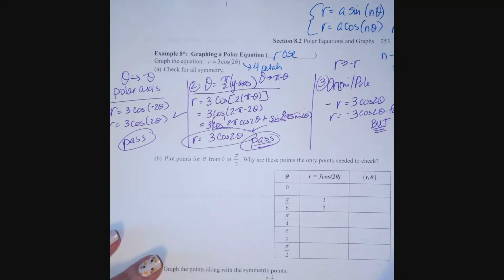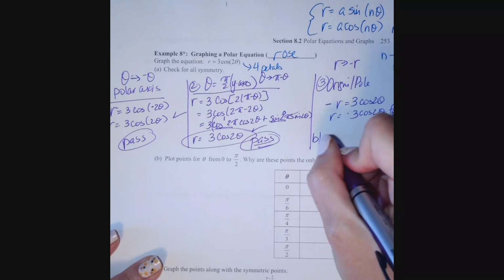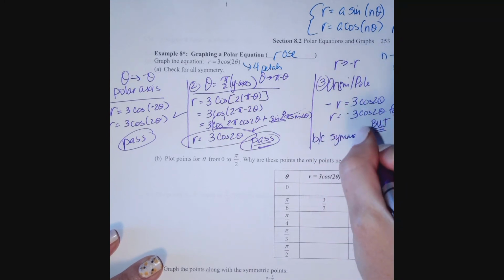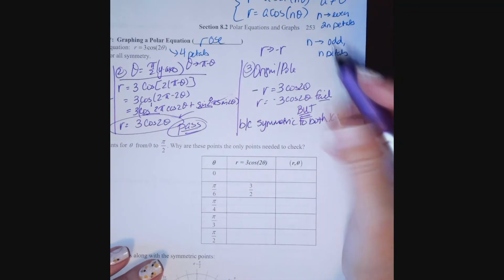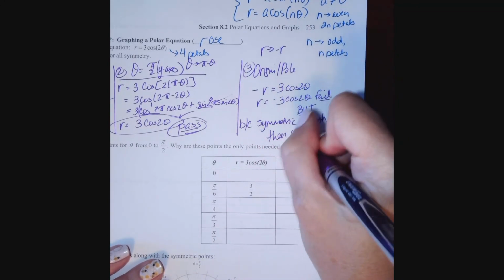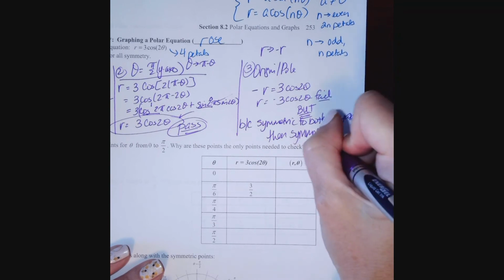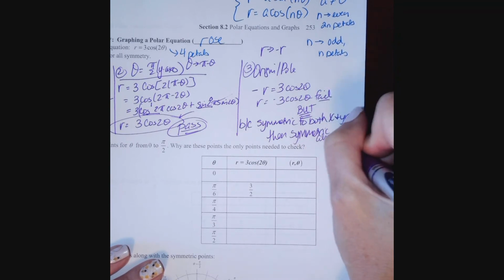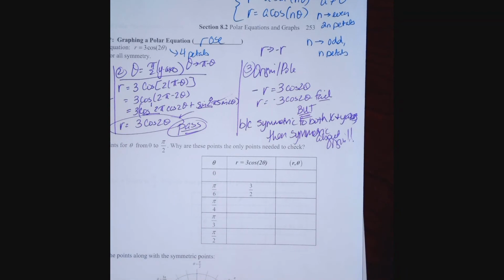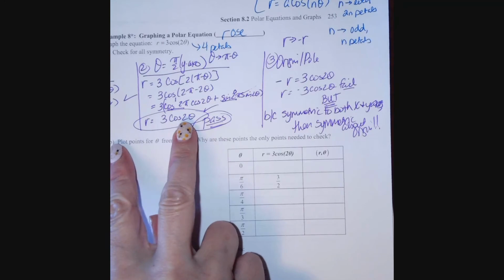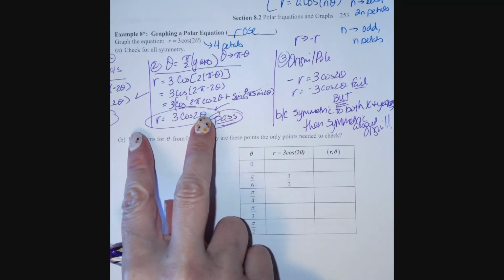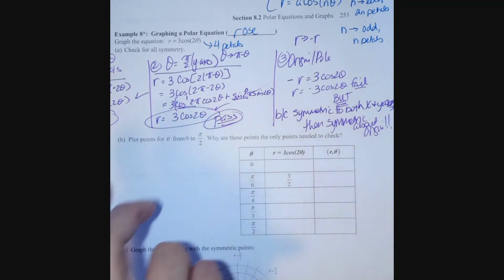But because I already know that it is symmetric to both the x and y axes, that is my definition of origin symmetry. Then it is symmetric about the origin. Remember that we said that a fail doesn't mean no. This fails my origin symmetry test, but because it's symmetric about both axes, we know that that is origin symmetry.